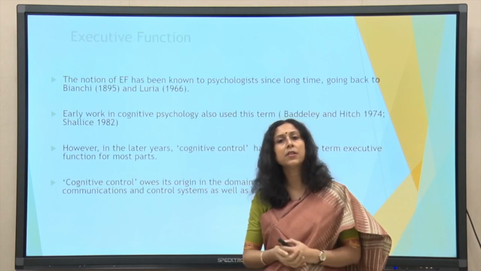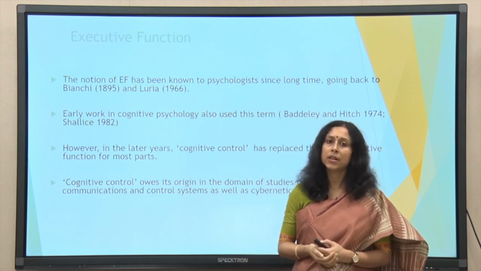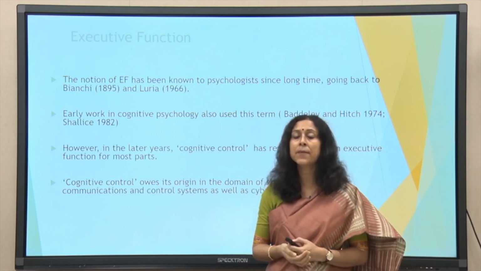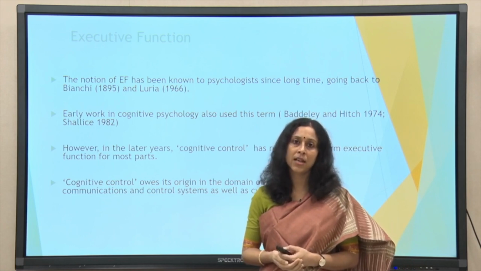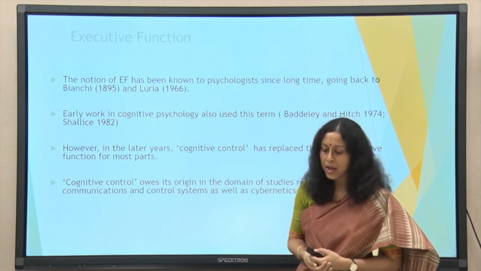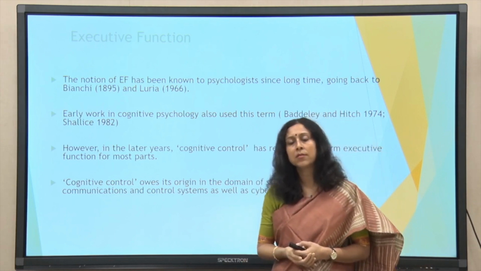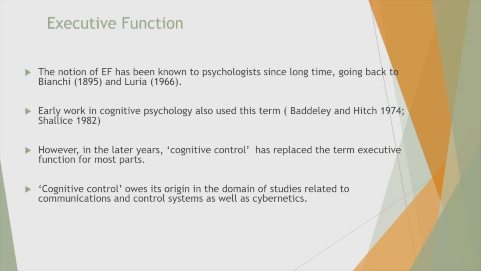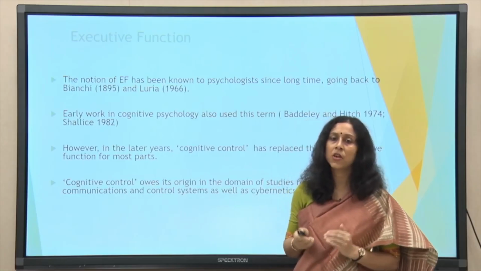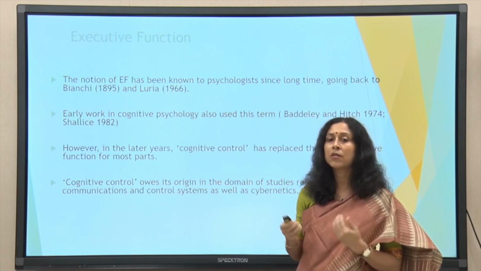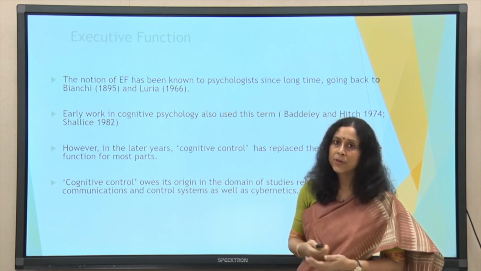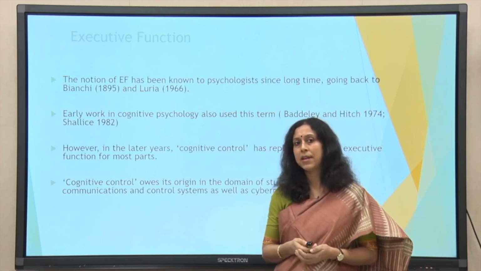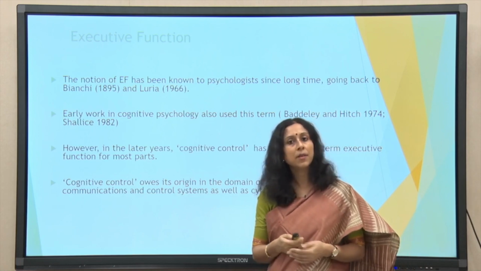So, the notion of executive function has been around for a very long time. We have seen when we discussed Luria that it has been around since the time of Luria and even before. Psychologists have known the concept of executive function for a very long time. In fact, it goes back to the late 19th century to Bianchi and then, of course, to Luria. This notion of executive function, a higher mental function, a kind of control system that modulates our behavioral output, has been around for some time within the domain of psychology.